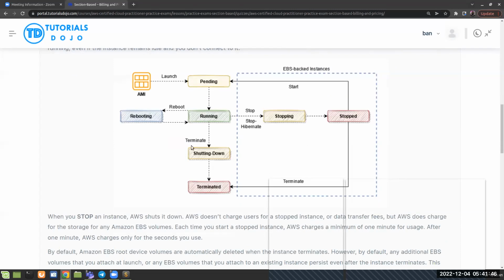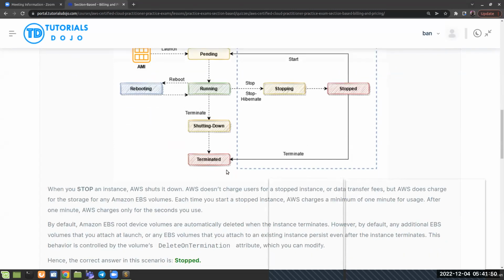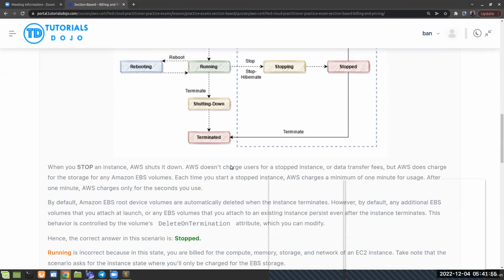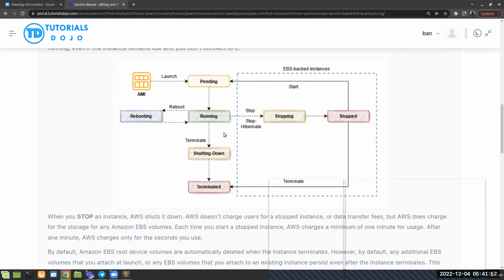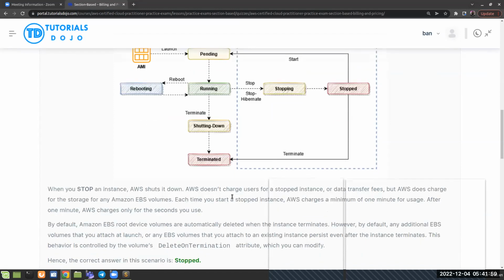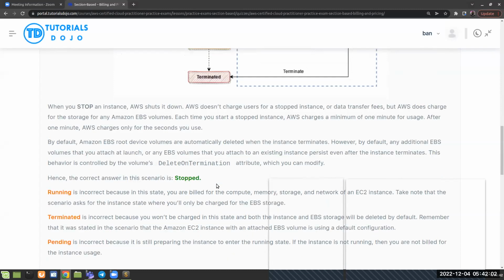The other different thing with Amazon EC2 is that you can terminate it. That means you can go and delete the instance. So you have terminated it. Those are the different stages that an EC2 instance can go through.